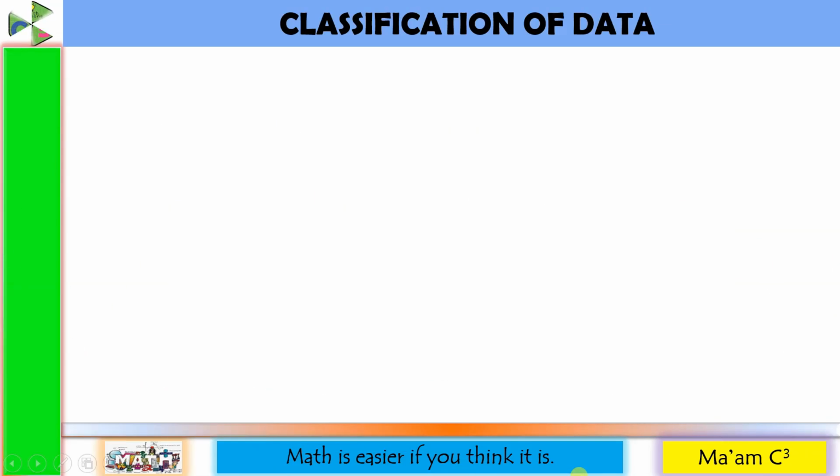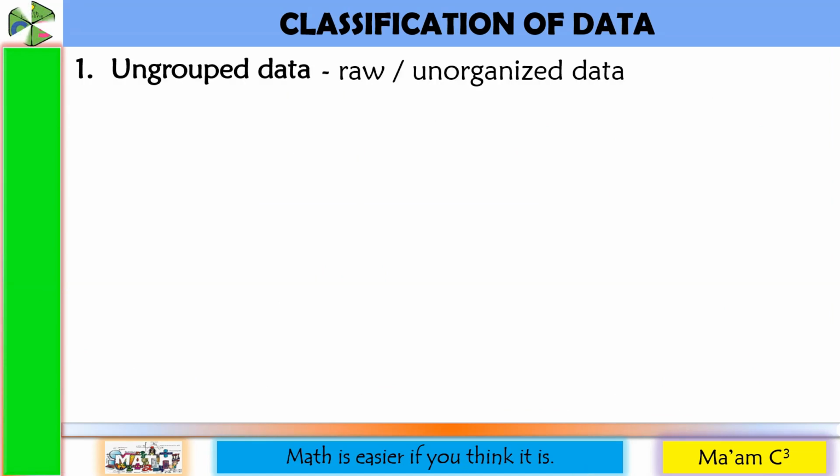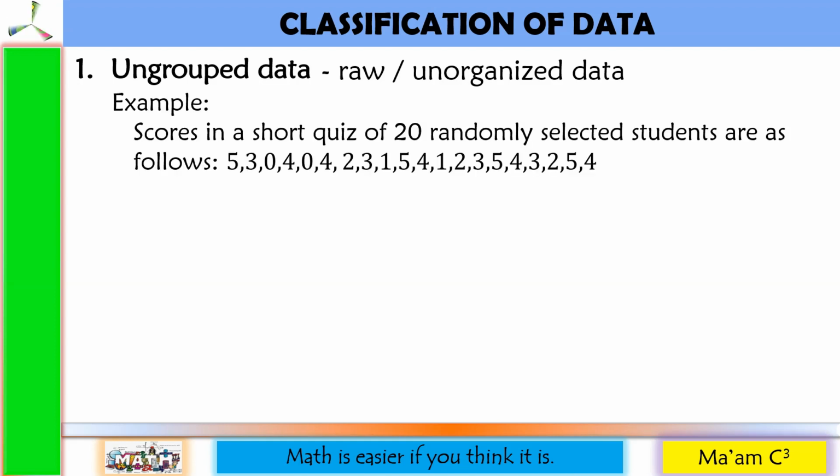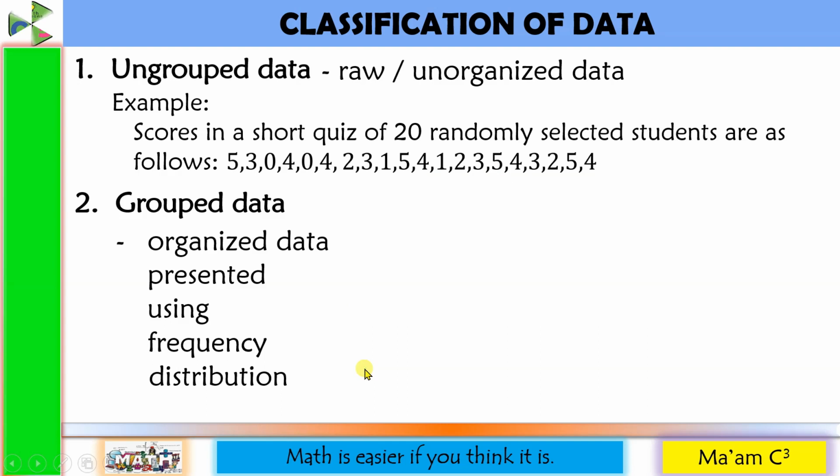Data can be classified into two. The first one is the ungrouped data. These are the raw or unorganized data. Let's have an example. Scores in a short quiz of 20 randomly selected students are as follows. Here are the scores. I've just mentioned that these are unorganized data. If we want to organize this data, then it will now become grouped data. Grouped data is an organized data presented using frequency distribution.